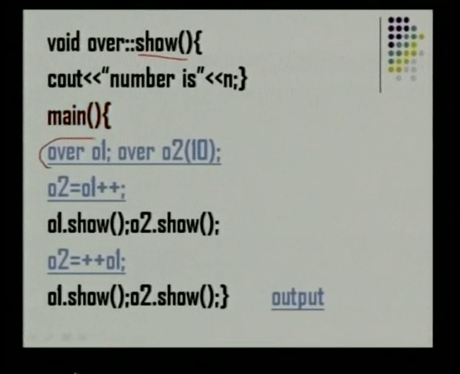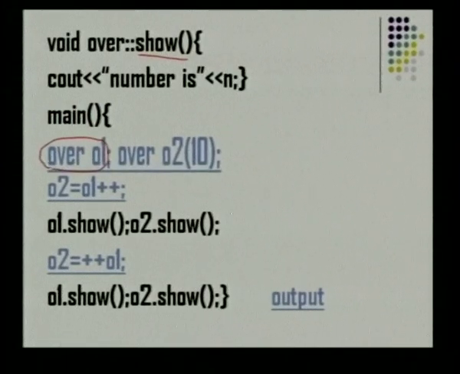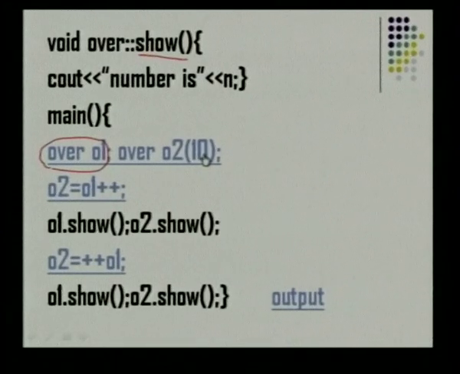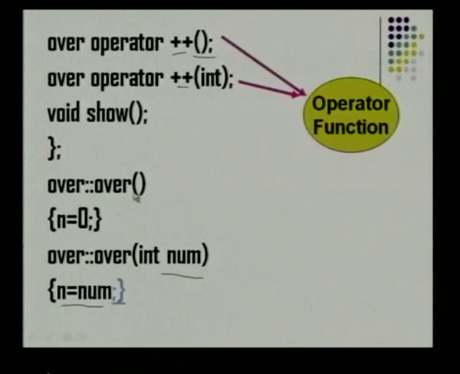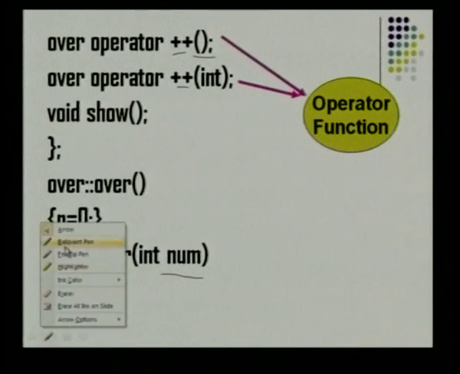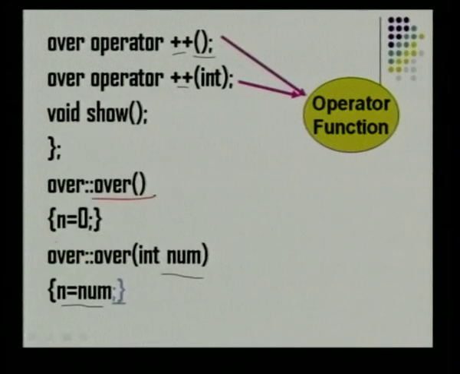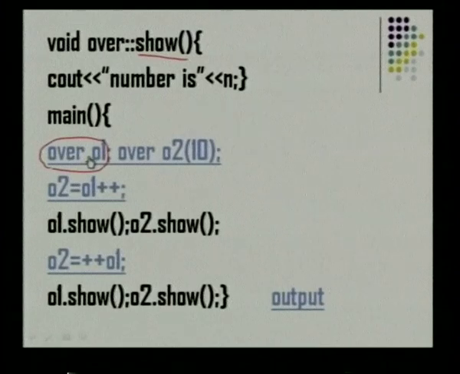First you are creating the first object, O1. We know that as soon as an object is created, the compiler will call the constructor. Here there is an object with no argument, here there is an object with one argument. So, when the compiler sees this, it will call the corresponding constructor, initialize the first object's data member to 0, and the second object's data member to whatever number was passed here. So, O1 will have the value 0 for n and O2 will have the value 10 for n.